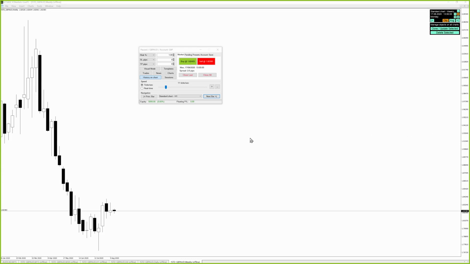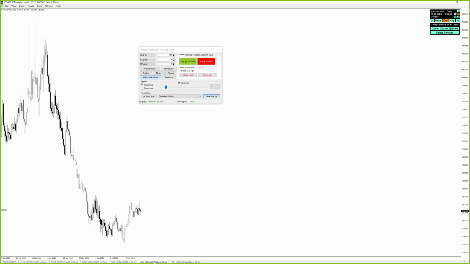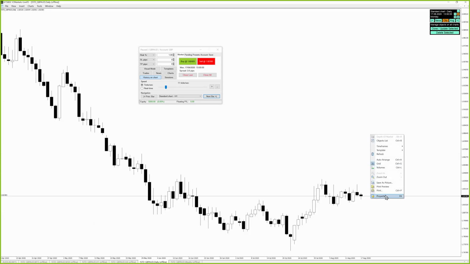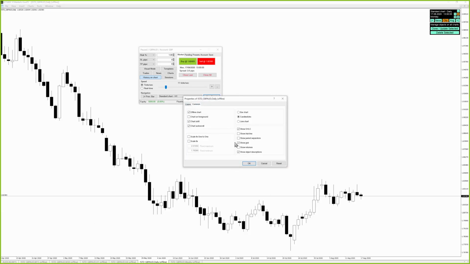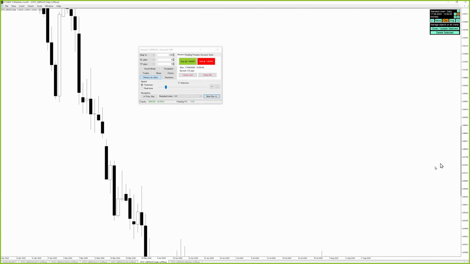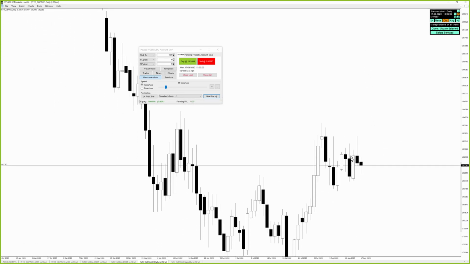All right, so the weekly is whatever right here. Let's take a look at the daily time frame. Daily is ranging here as well. So let's just go to properties, let's go to common, scale fix. What scale fix does is it lets you extend the chart from the right hand side. So click OK, extend the chart. And this is what we got on the daily time frame. So daily is ranging at this point.